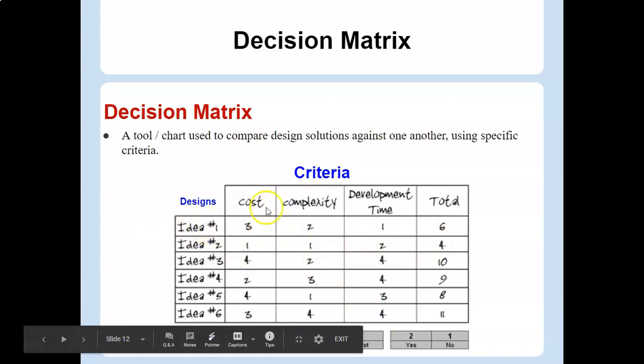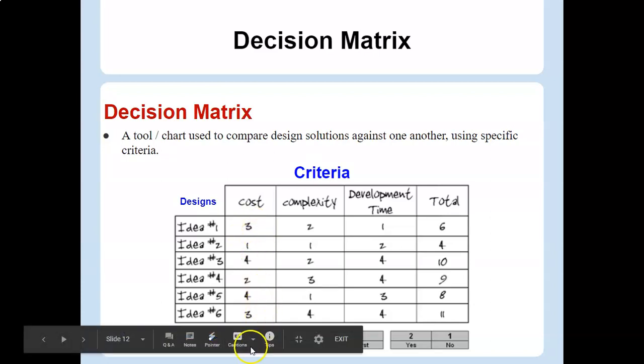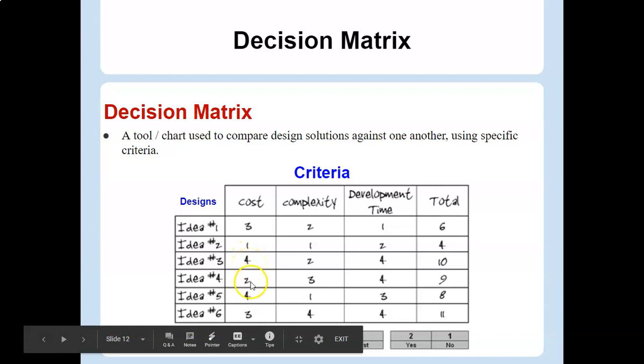So for idea number 1, they put a 3. So is that a good cost, meaning it's cheap, or was it expensive? Most people would think, oh, well, 3, it was expensive. That's a bigger number than 1. Well, in this case, the higher the number, the better. So the higher the number, meaning the cheaper it is. So this was somewhat cheap. This one was very expensive. This one is extremely cheap. Okay, middle of the road, extremely cheap, and kind of cheap.